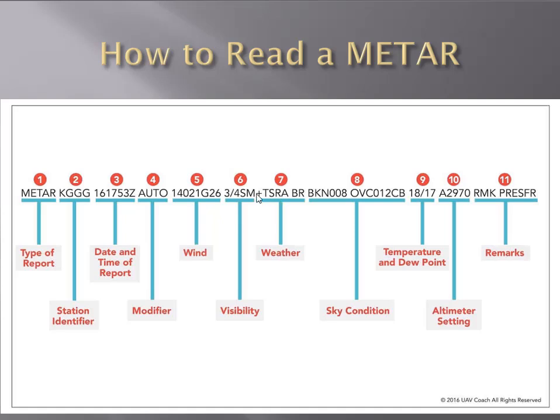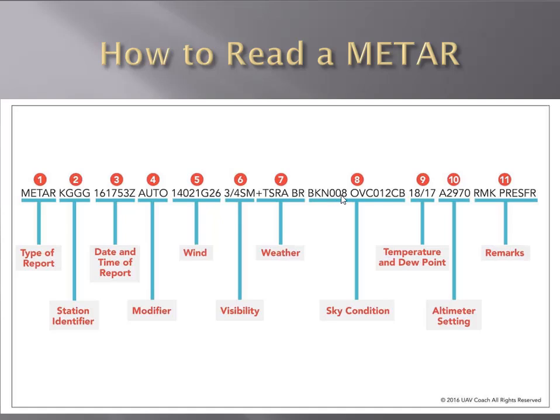If it was light rain, then it would just be minus RA or minus TSRA, meaning maybe there's a thunderstorm out in the distance and we're just getting some residual rain or something of that nature. Now the next line here, line number 8, this would be the cloud cover. So here it denotes broken at 008.